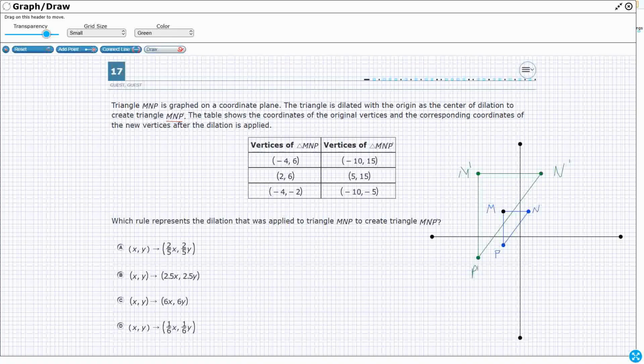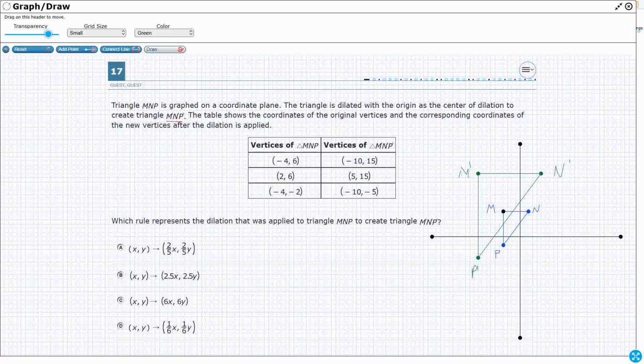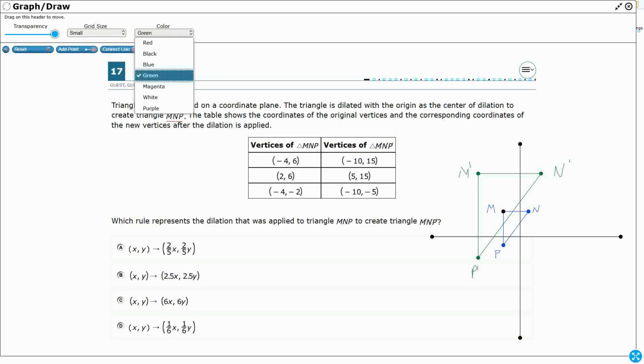Now, as we can tell, we got larger. All right, so this visually helps us see we got larger, which means our scale factor needs to be greater than 1. So our scale factor, since we are enlarging, needs to be greater than 1. 2/5 is less than 1. 1/6 is less than 1. So by visually doing this, we can see, all right, A and D don't work. Now is it 2.5 or is it 6?